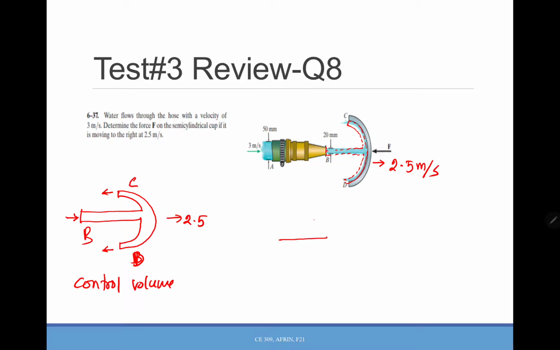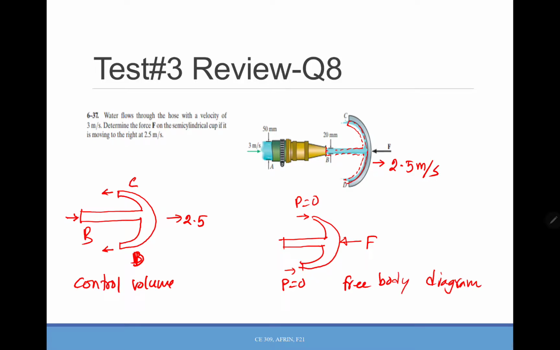and we will draw this one again just to get the free body diagram. So here that is the F. Is there anything they said about the weight of the water? They didn't say anything about the weight of the water, and at this point pressure is zero, so there is no other force. This one is the free body diagram. Now this problem, as I said, we need to work with the relative velocity first.